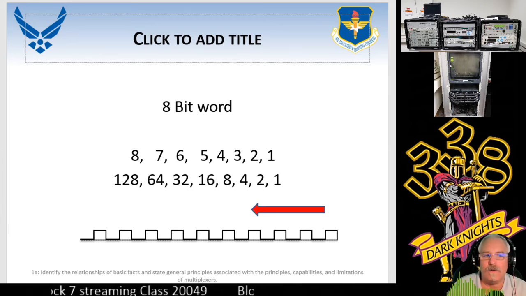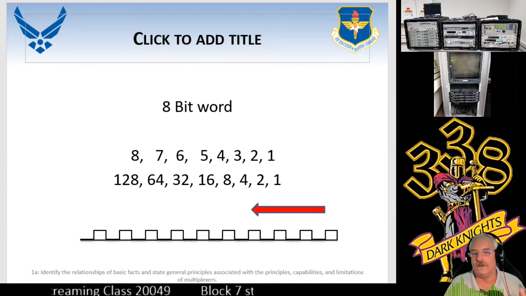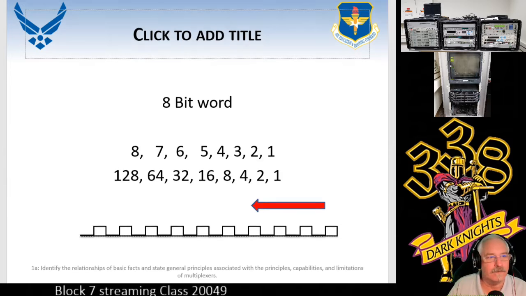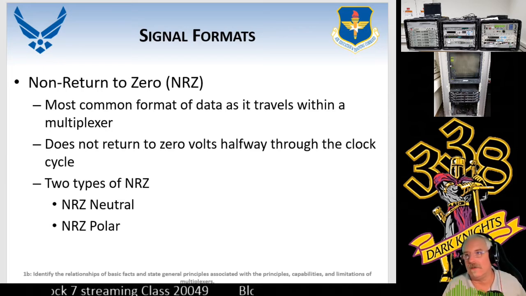Our clock cycle always starts from right to left, because when you get ready to send it out as an aggregate, you're going to see that first number on the left-hand side. That's the least significant digit being sent to the distant end. The first number they're going to get is the least significant digit. Let's get through each one of these signal formats.